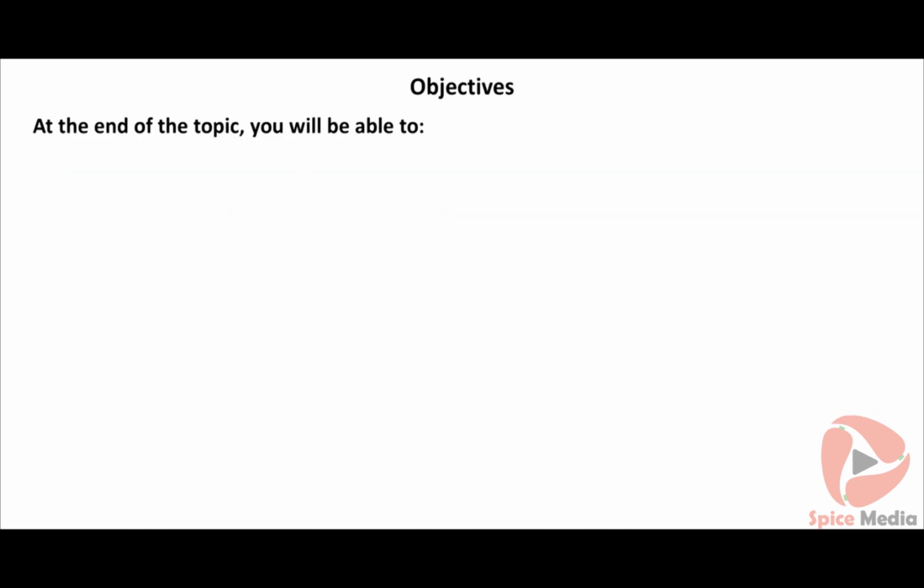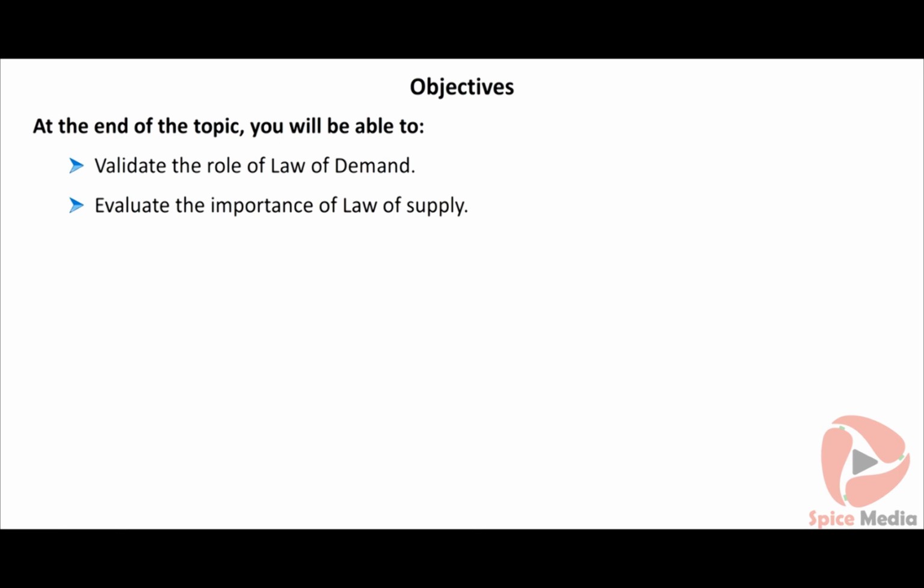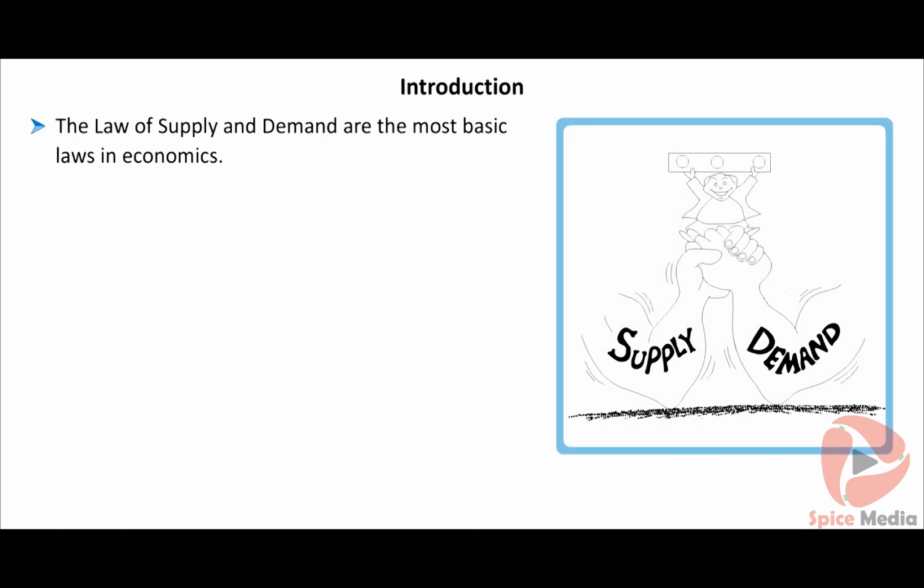At the end of the topic, you will be able to validate the role of law of demand, evaluate the importance of law of supply. The law of supply and demand are the most basic laws in economics. Indeed, almost every economic event or phenomenon is the product of the interaction of these two laws. Alfred Marshall explained the law of demand and supply.